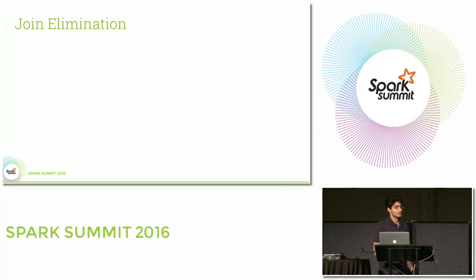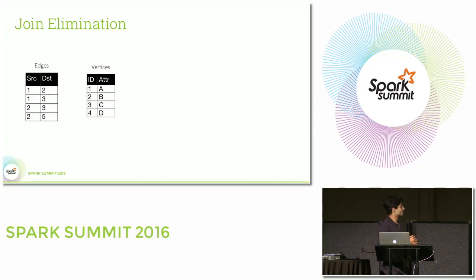The last piece I'll talk about, actually second to last, is this join elimination stage that I mentioned earlier. Let's consider a small example of a vertex and edge table. There's an important property that the vertex and edge tables satisfy, which is that, first of all, the vertices are unique on their vertex ID, and the edge table.